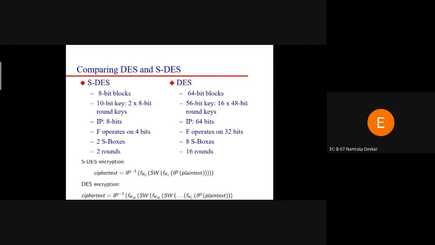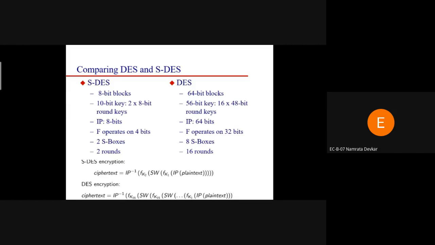Second is the key. In ESDS we use a 10-bit key, and in the DES algorithm we use a 56-bit key. Based on the key, in ESDS we can generate only 2 round keys, but in the DES algorithm we can generate 16 round keys.